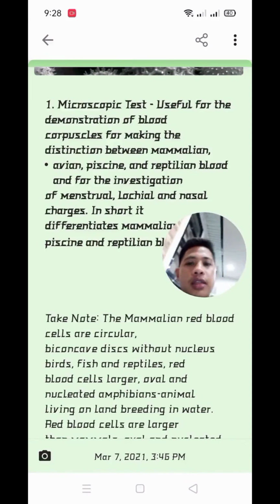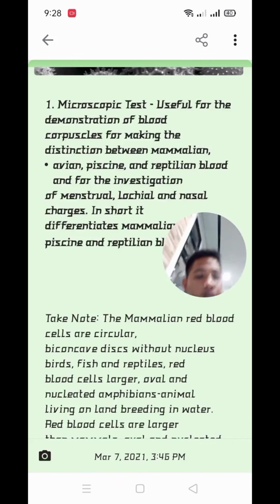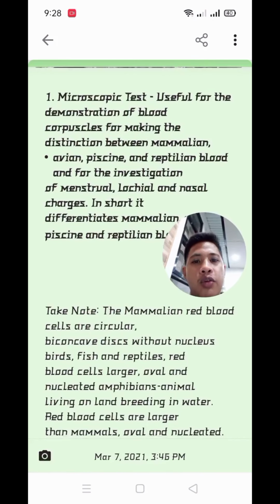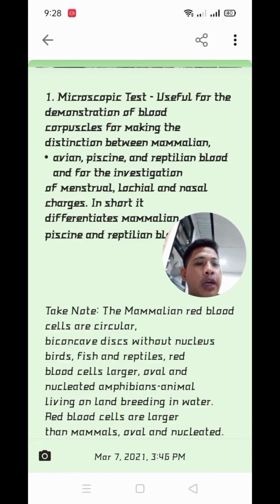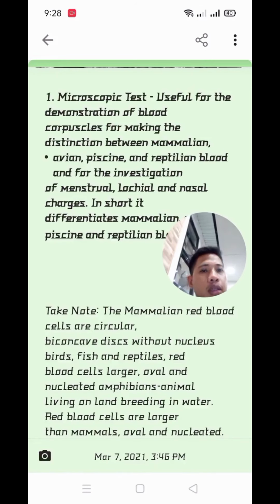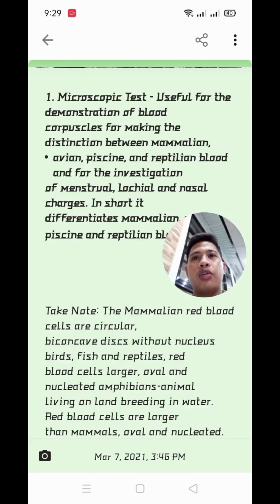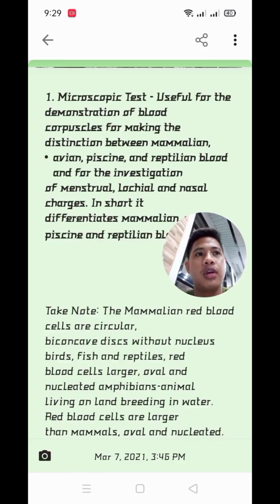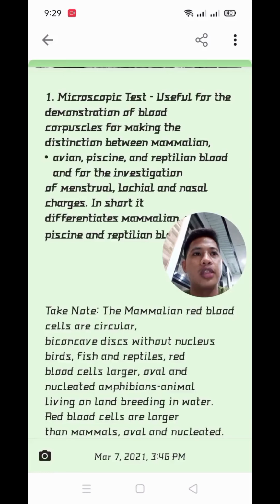My topic is the microscopic test, microchemical test, and spectroscope test. So first, the microscopic test. This is an examination which identifies and counts the types of cells, casts, crystals, and other components such as bacteria and mucus that can be present in feces and urine.